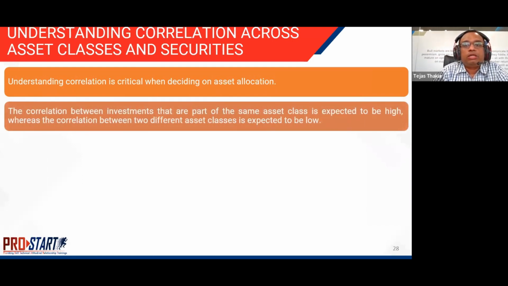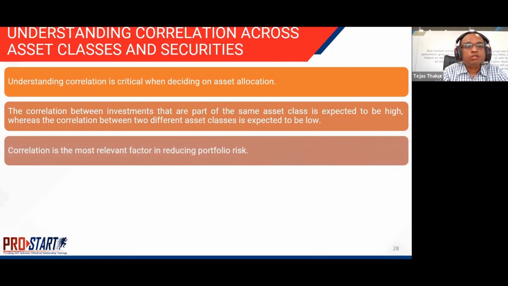the correlation between investments that are part of the same asset class is expected to be high, whereas the correlation between two different asset classes will be low. So if two asset classes have a high correlation, then the performance of those asset classes would move in tandem, whereas in case of low correlation, the performance could move in the opposite direction. So therefore, it is the most relevant factor in reducing the portfolio risk.